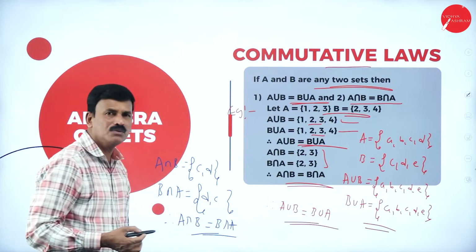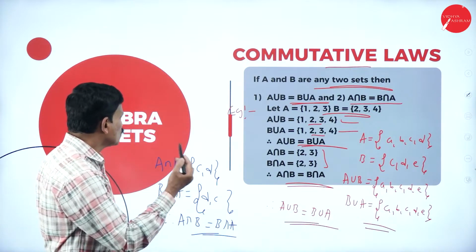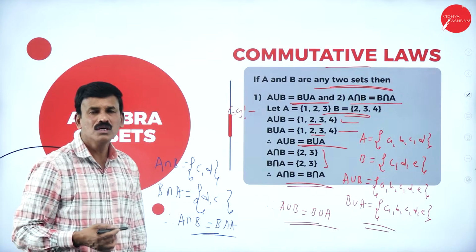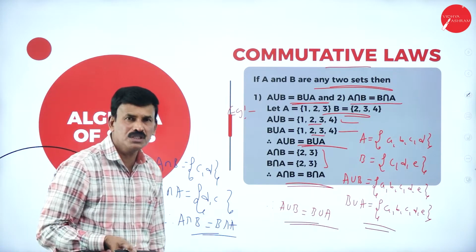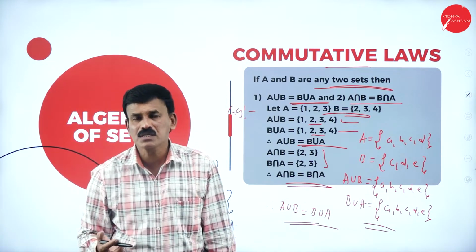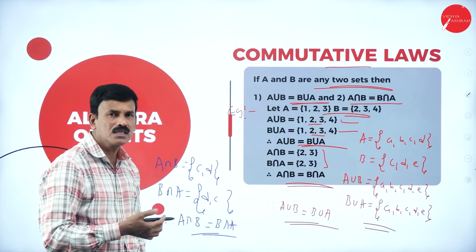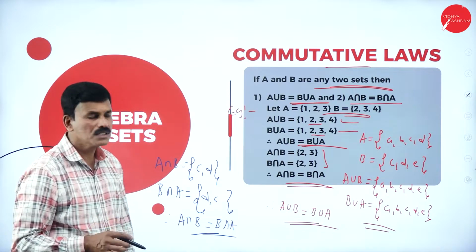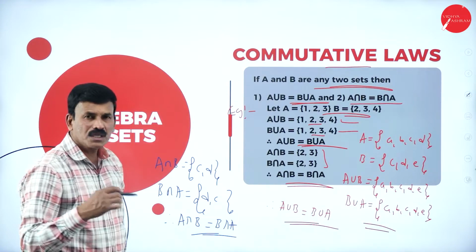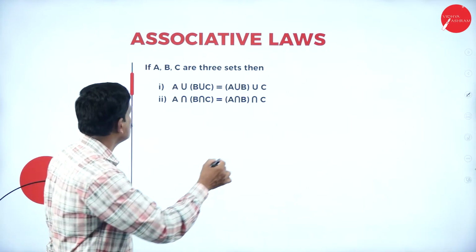So A intersection B is equal to B intersection A. This is called the commutative law. A union B is equal to B union A, and A intersection B is also equal to B intersection A. These come under the commutative law. Okay. Now let us come to the next law, that is called the associative law.